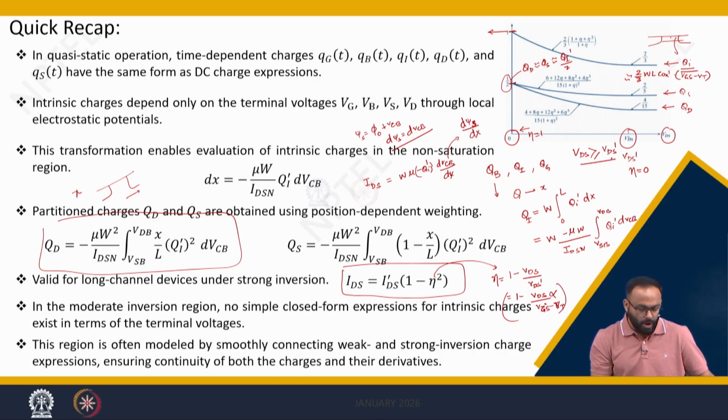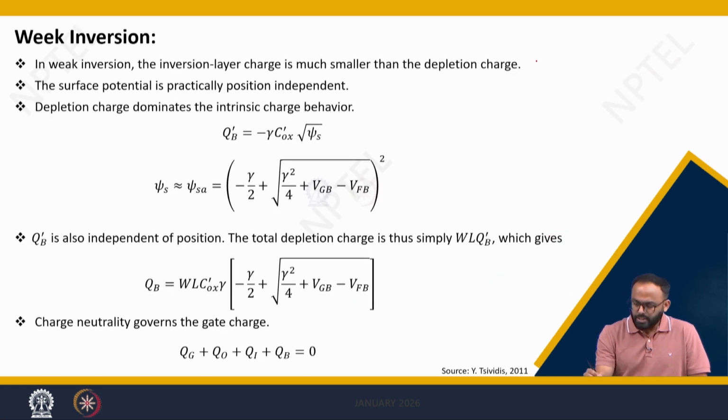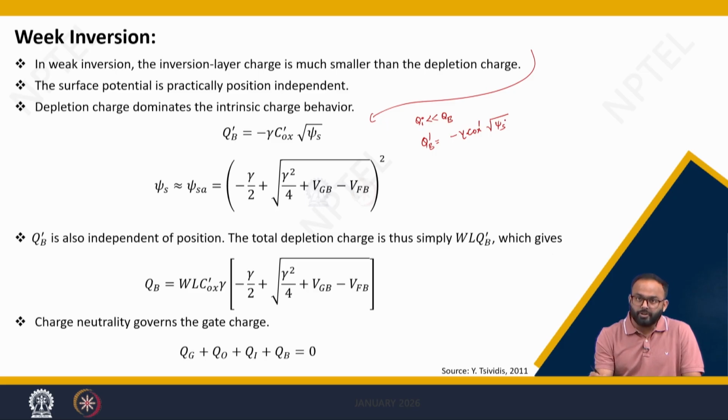So now let's see how these charges are distributed in weak inversion. We'll just review our weak inversion theory. We said that in weak inversion, the inversion charge is very small compared to QB, and we developed that QB is nothing but minus gamma into COX into square root of psi s, which, divided per unit area, ultimately gives you QB equal to minus gamma COX square root of psi s. But you remember that in weak inversion psi s is replaced by psi sa.